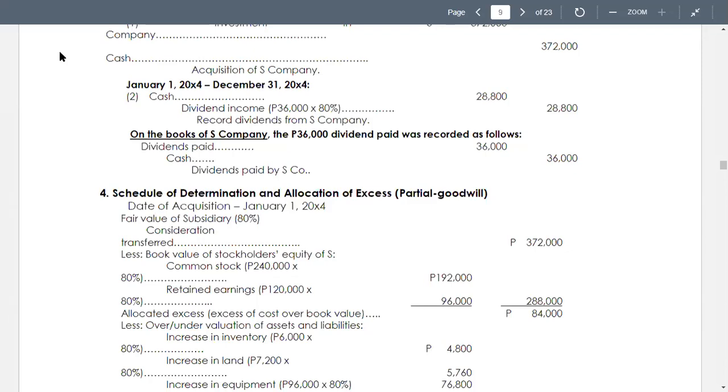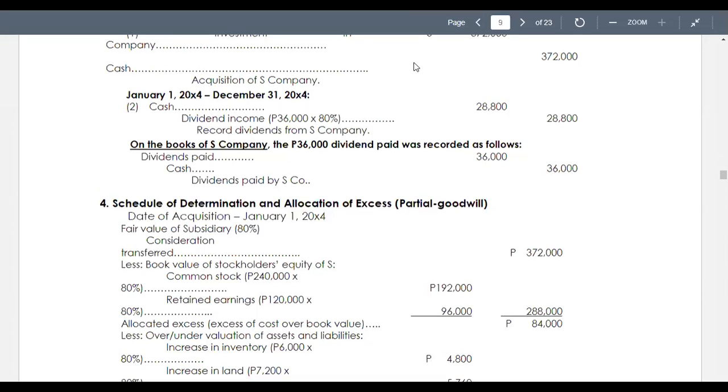That's the book value of the interest of S as 240,000 is added to retained earnings of 120,000. So actually for the common stock, 240,000 times 80%. For the retained earnings, it's again 120,000 times 80%. So you get 96,000. So we have now the book value of the shareholders' equity of S in the amount of 288,000. And then we have the allocated excess equal to 84,000.